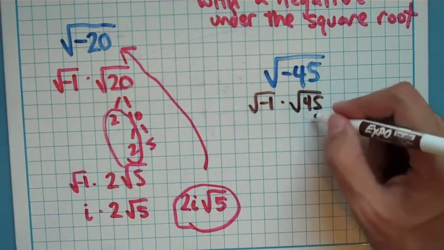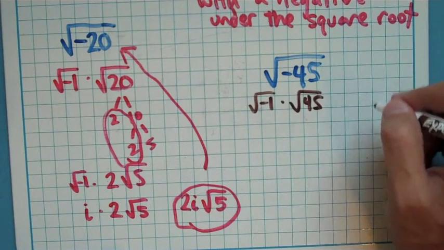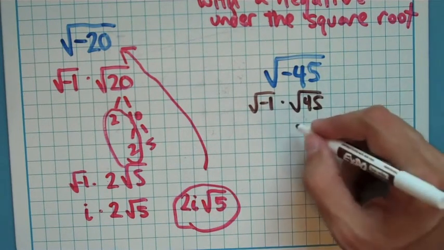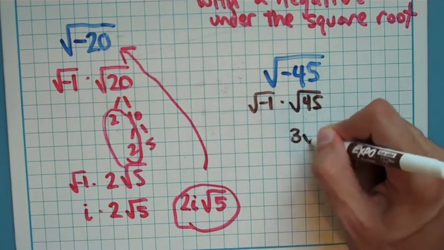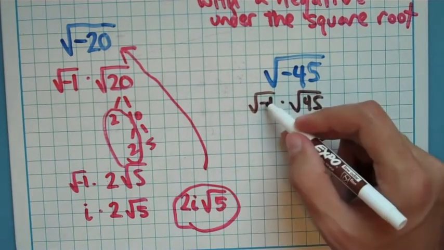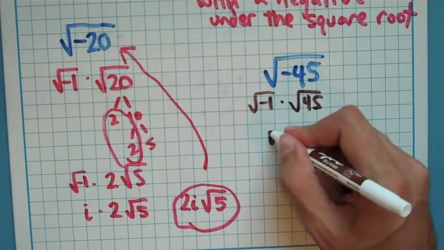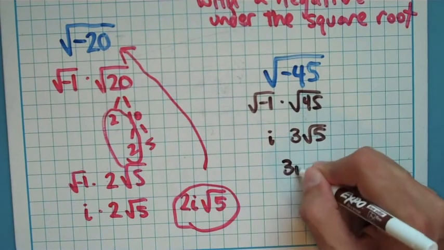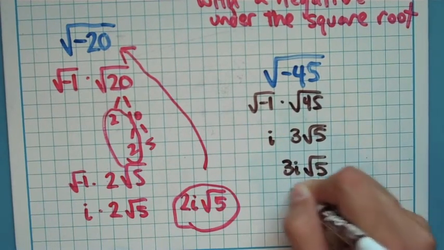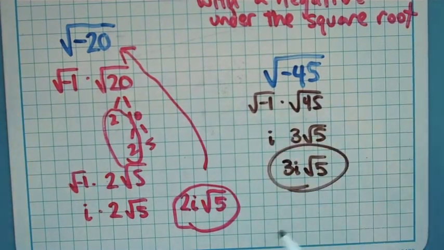Positive version. We're going to do a factor tree on 45 right now and break it down. And when you do that, it turns out it's going to be 3 root 5. This square root of negative 1 is going to turn into an I, and I'm going to get 3I root 5.